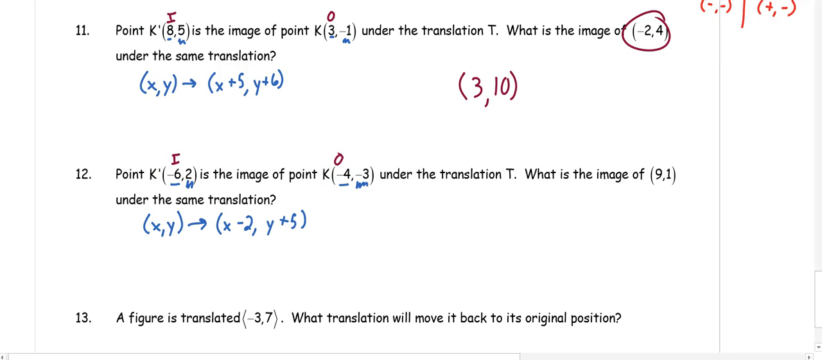Now that I have my rule, 9 minus 2 gets me 7. 1 plus 5 gets me 6. So my new point would be (7, 6).